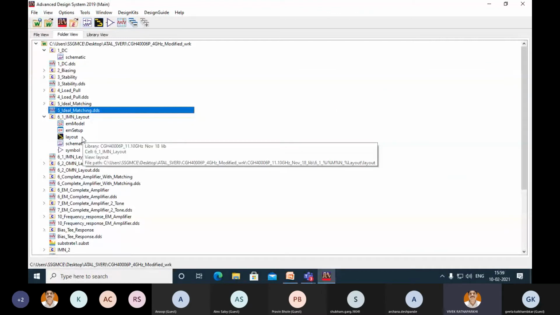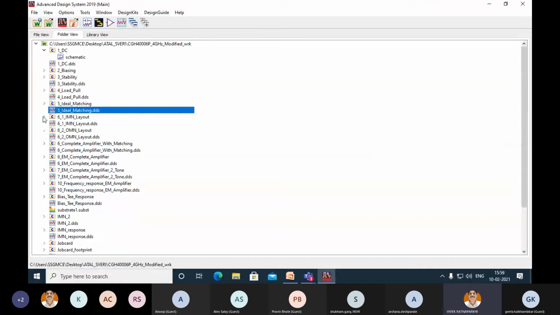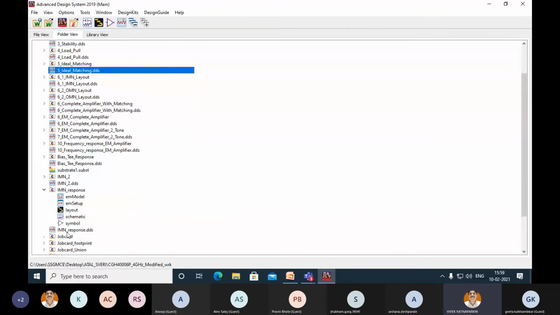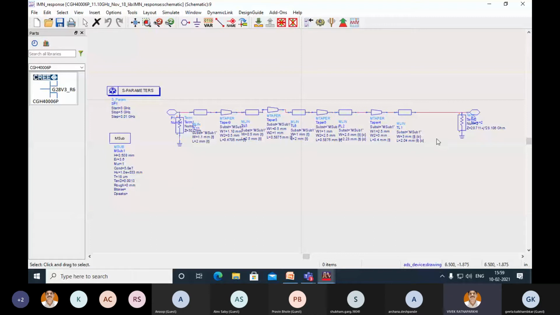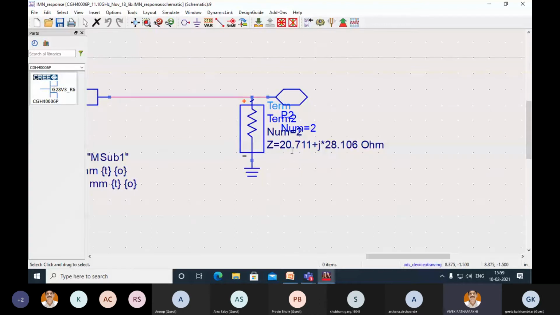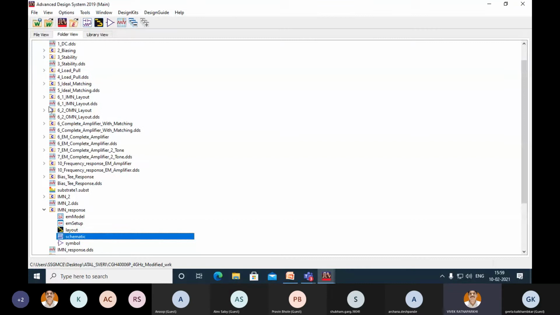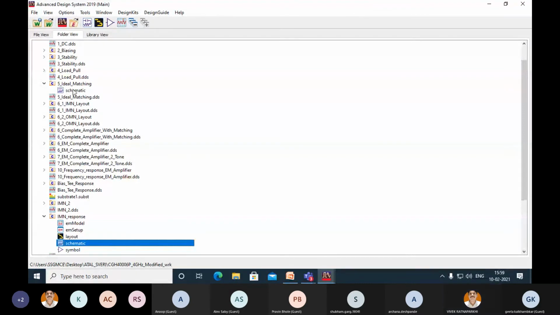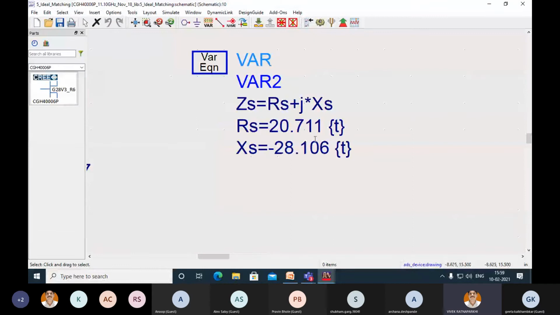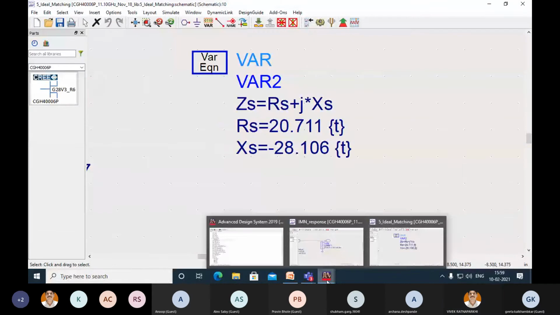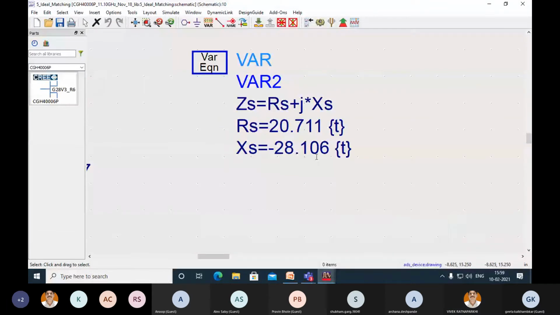Then Geeta ma'am, this is for you. Actually, you were asking me how we can design the practical matching network. So for these 5 minutes, you will benefit and understand how these matching networks can be designed. First, I have designed a matching network which is a pretty simple matching network. The impedance, which I will let you know one more time from ideal match, is 20.711 minus j28.